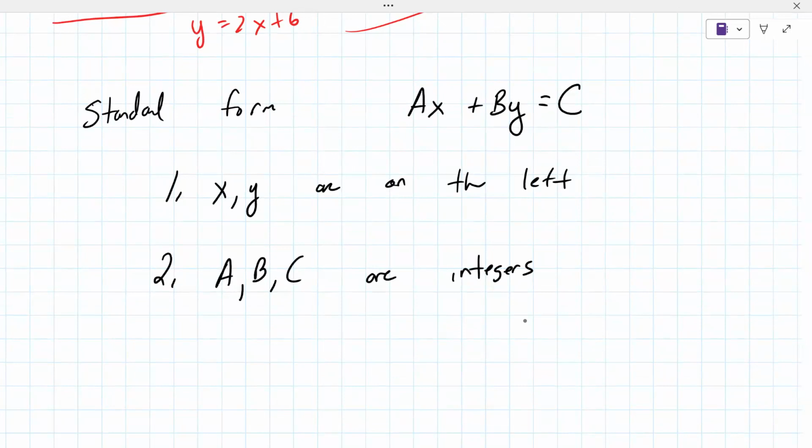Give me just a moment here. So the next thing here is that A is positive. A is positive. All right, and that's important here. So let's look at a few examples here, and we'll go through a couple of examples of this together.